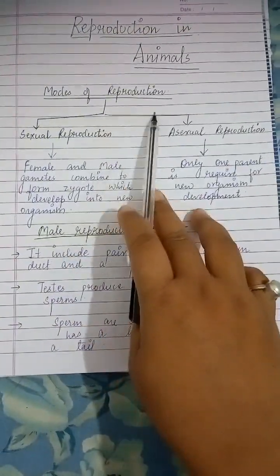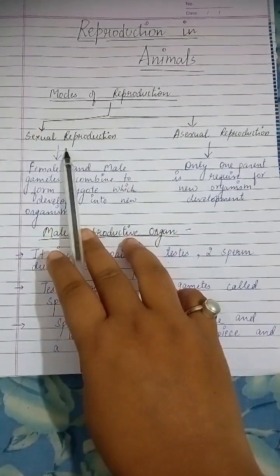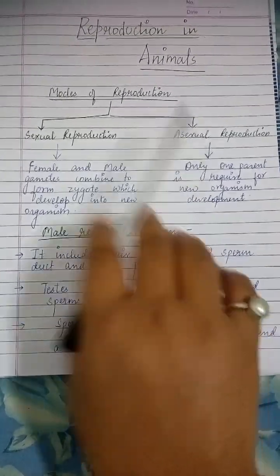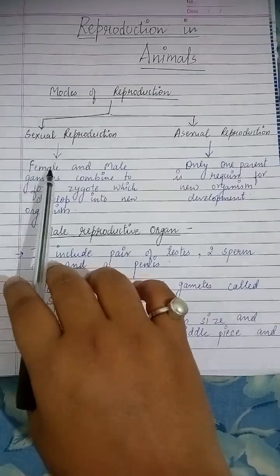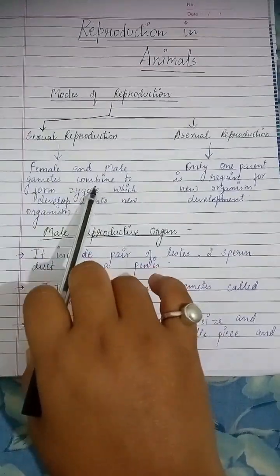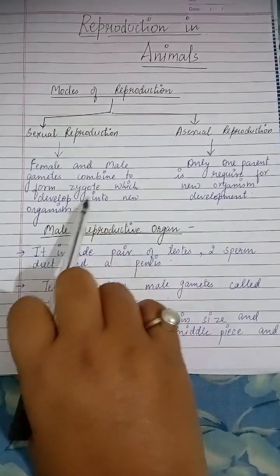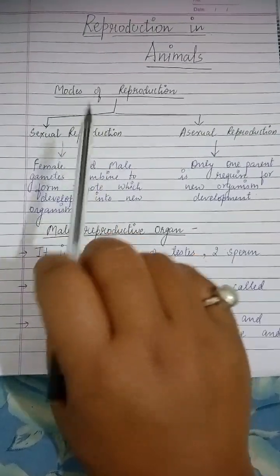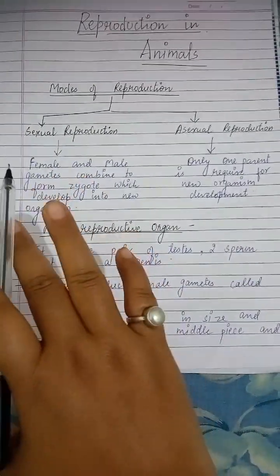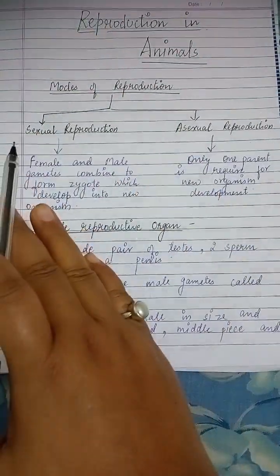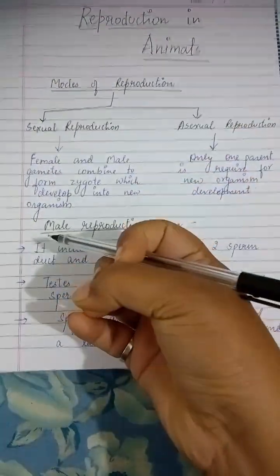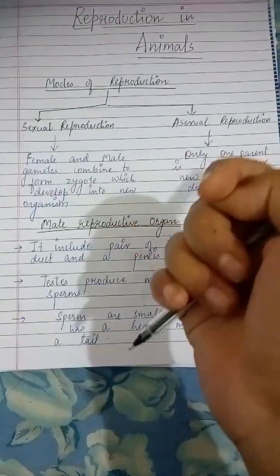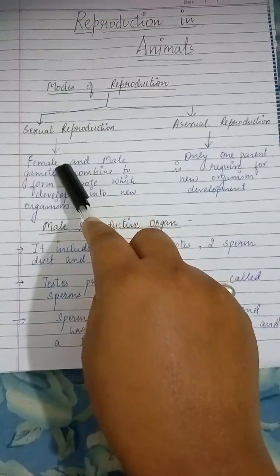Basically, there are two modes of reproduction. First being sexual reproduction and the other being the asexual mode of reproduction. As it is written, in sexual reproduction, female and male gametes combine to form a zygote which develops into a new organism. In simple terms, sexual reproduction is the mode of reproduction in which both parents, that is, the male parent and the female parent, are required. When both are combined, they produce a new individual, right? That is the sexual mode of reproduction.